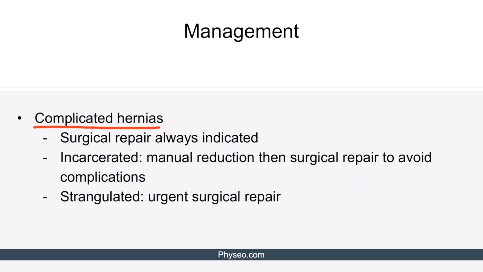In the case of an incarcerated hernia, a manual reduction of the inguinal hernia should first be attempted. If the reduction is successful, we ought to consider surgical repair during the same admission to avoid complications. If the reduction is unsuccessful, surgical repair should be prompt. In the case of strangulated hernia, an urgent surgical repair must always be done. In the upcoming slide, we're going to dive deeply into the surgical procedures.